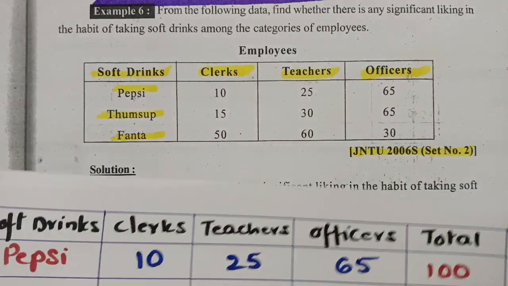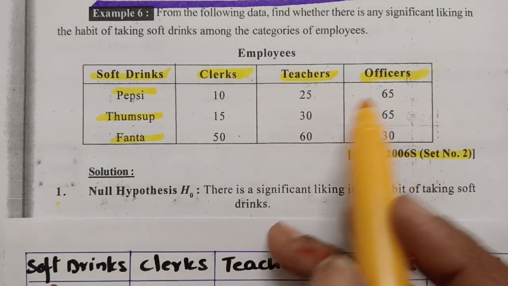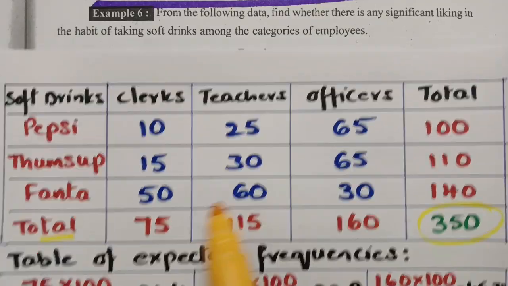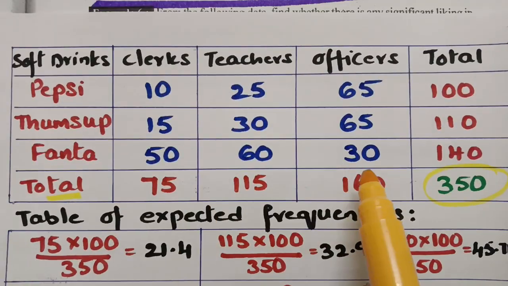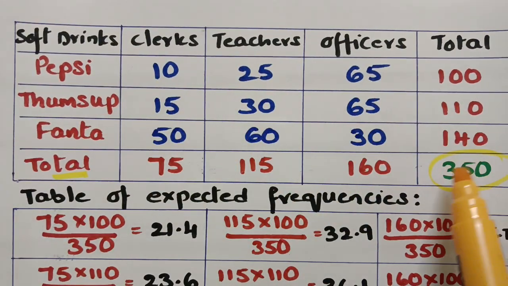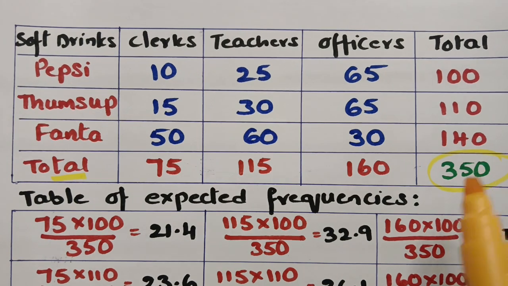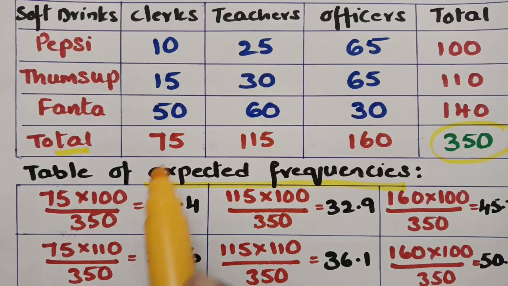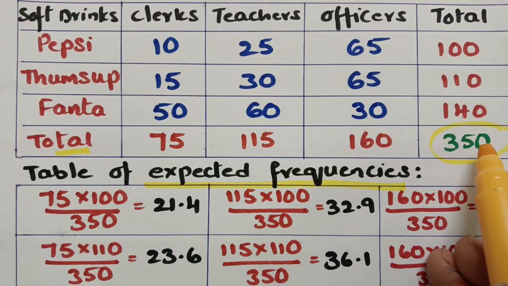See? So this is the data I have taken: 10, 25, 65, 15, 30, 65, and the next one is 50, 60, and 30. So this will be the column total, this will be the row total, and this will be the grand total. For finding the expected frequency, here is the formula: column total into row total divided by the grand total.